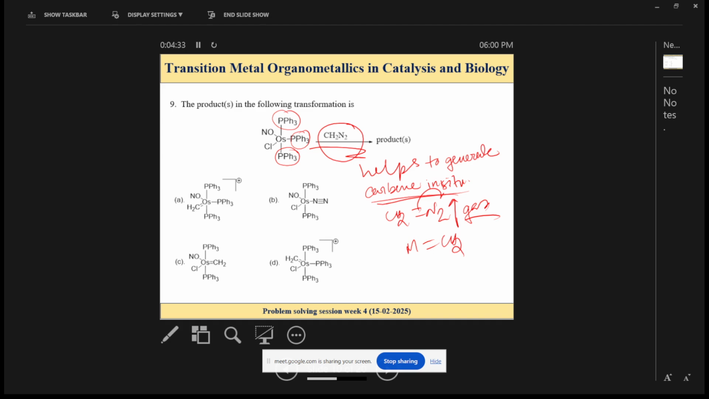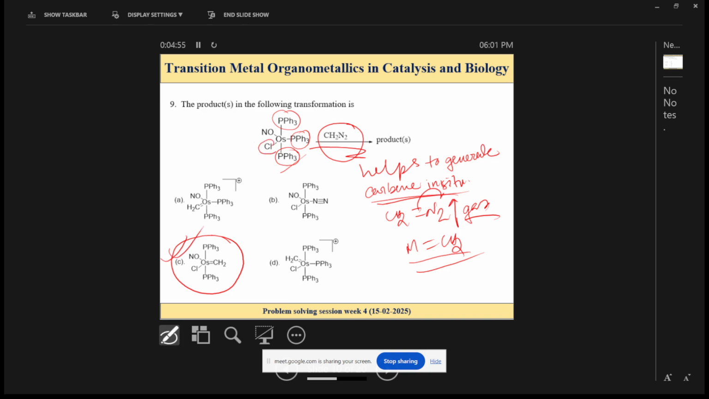So it will generate the metal carbene species. Okay, so which will be the right answer? Obviously the PPh3 will leave and it will form the carbene species. So with option C we can see this will be the correct answer for this question.